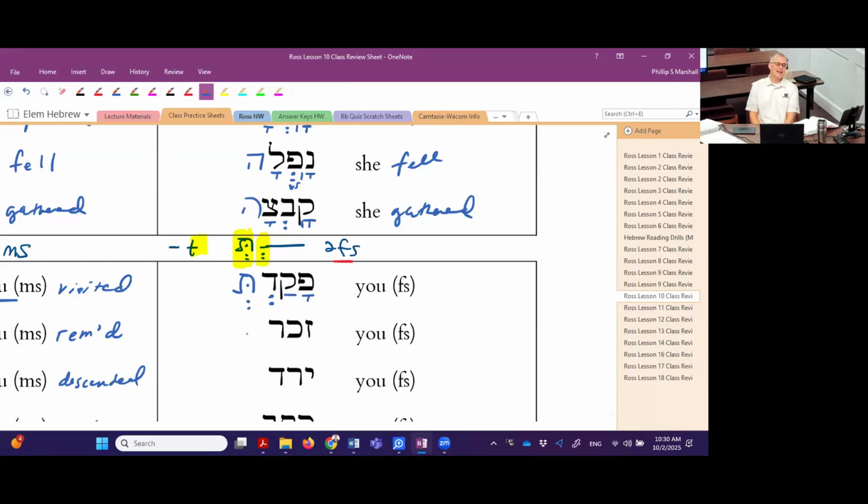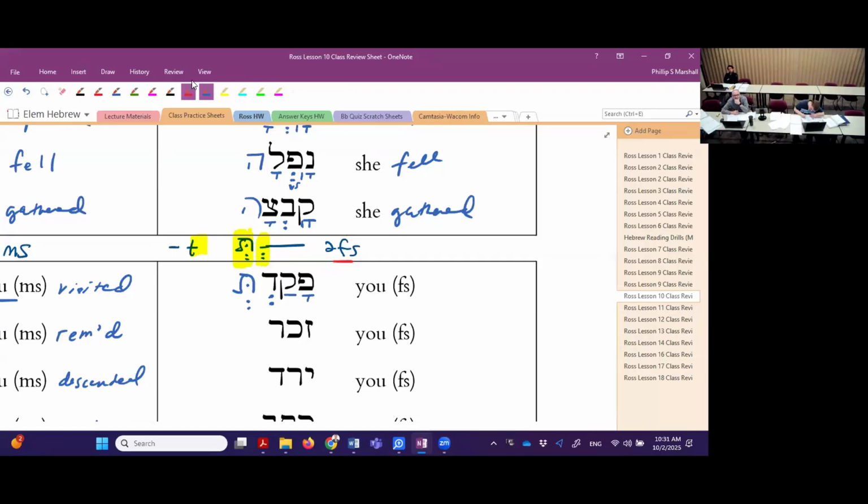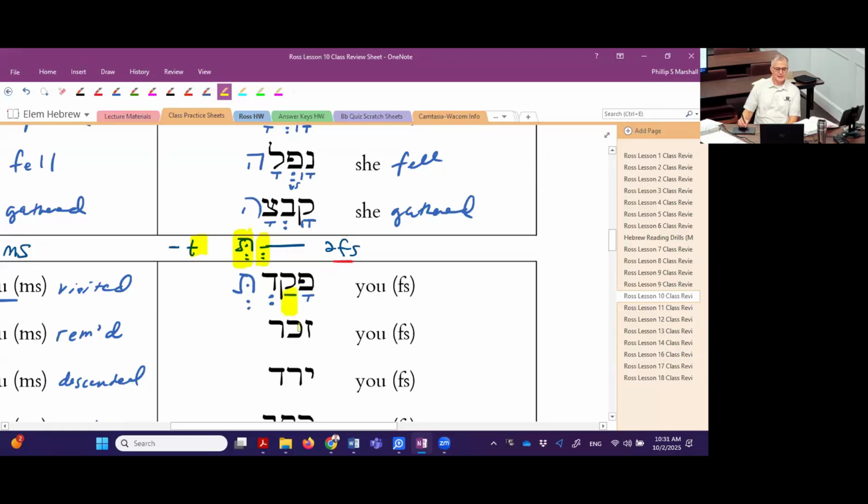Root 2. Okay, so if I accent root 2, is the accent on the final syllable or the non-final syllable? Final. Where's the last vowel in pakad? There's the last vowel. That's the final syllable. So root 2, its vowel is the final vowel. And so do I need to put an accent mark here? No, I just assume that the final vowel is stressed because the final syllable is stressed by default, right? So I don't need an accent mark here. Pakad. So that would be pakad. What else do I need here?